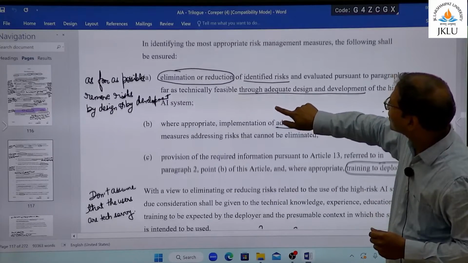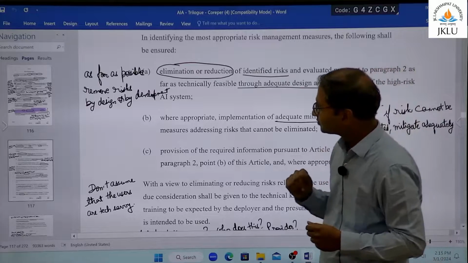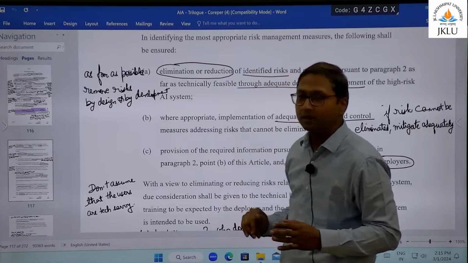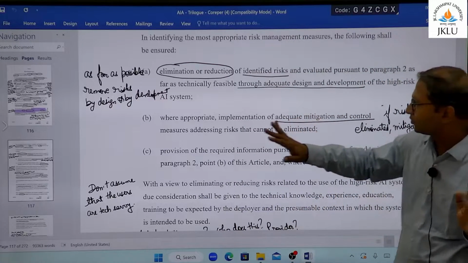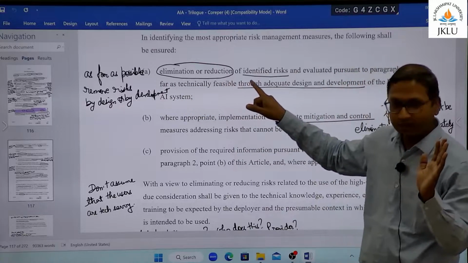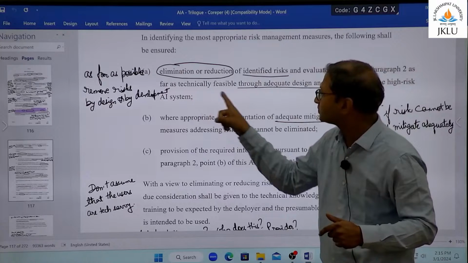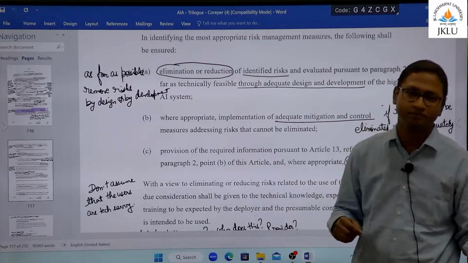In identifying the most appropriate risk management measures, the following shall be ensured. So, as far as possible, remove risk by design or by development. Okay? That is what we are saying, as far as technically feasible. Now, this is so debatable, as far as technically feasible.